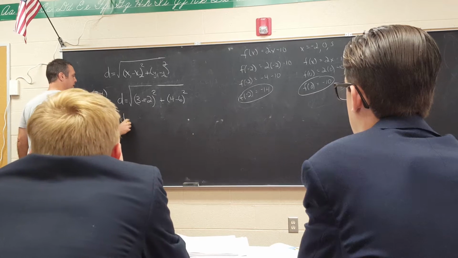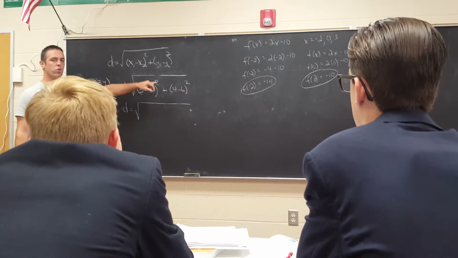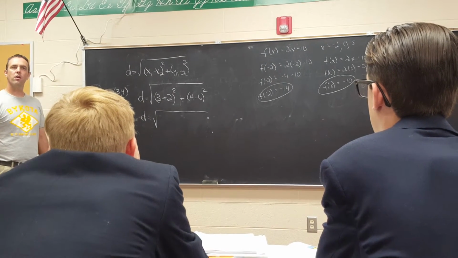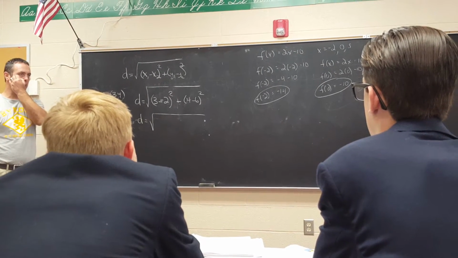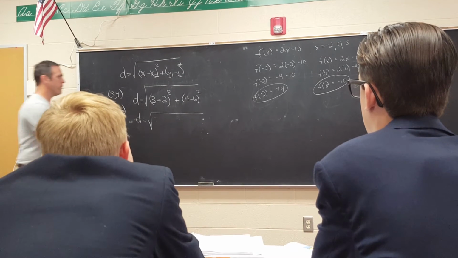All right, so we subtract them and square them. When we subtract this and square it, what do we get? We've got 3 minus the negative 2. We subtract it and square it. We would get what? Movie? 25. Very good.